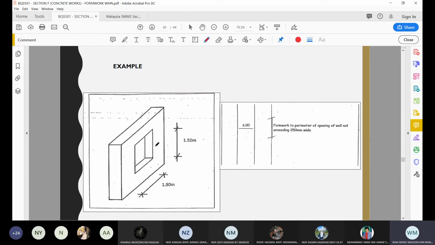Ni kalau ada opening di kawasan kita punya dinding lah. Di situasi sama macam opening masa kita kat slab tadi. Okay. Sama sajalah. This one dia ambil dimension lah 6 meter. Mana dapat 6 meter? 1.5 plus 1.5 plus 1.5 plus 1.5. So jadi 6 lah. Okay.